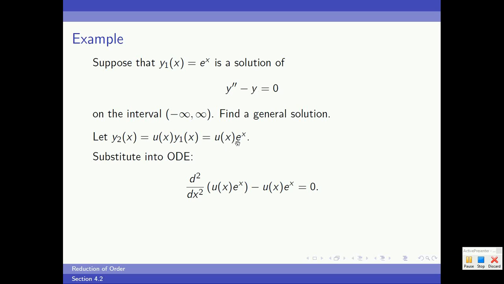So again, our y is u e to the x, and we want to set this equal to 0. So we're going to try to find a differential equation for u. That's our goal, is to find a differential equation for u.